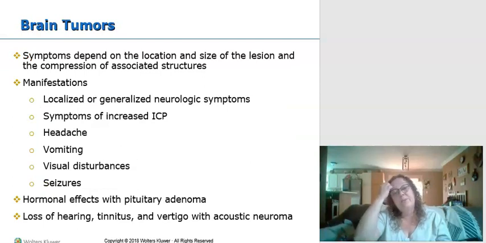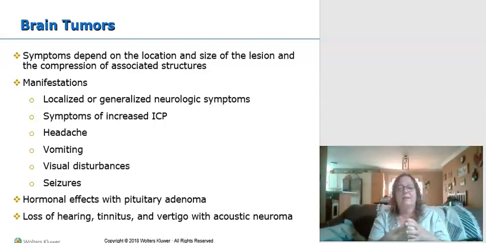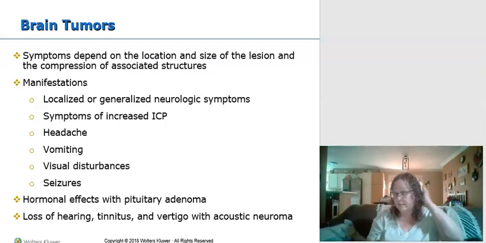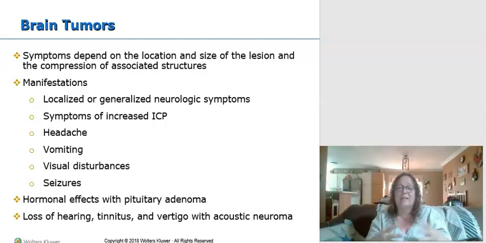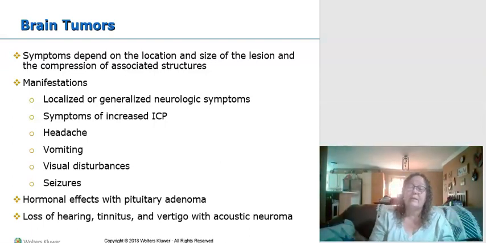So with brain tumors, the symptoms depend on the location and size of the lesion and what it's affecting, right? So left-sided tumors in, oh, that's the right side. Left-sided tumors in this area may cause speech problems. Again, it depends on what it's hitting, right? They may have symptoms of increased intracerebral pressure.